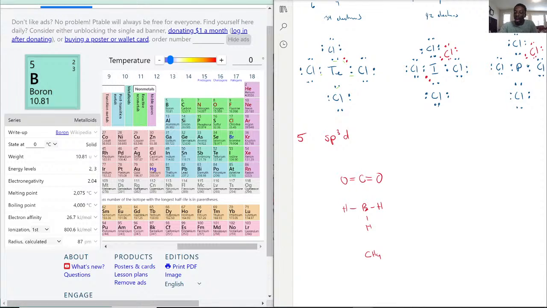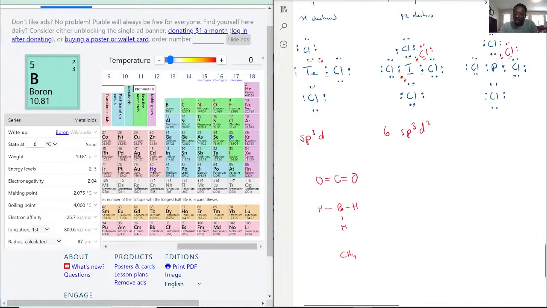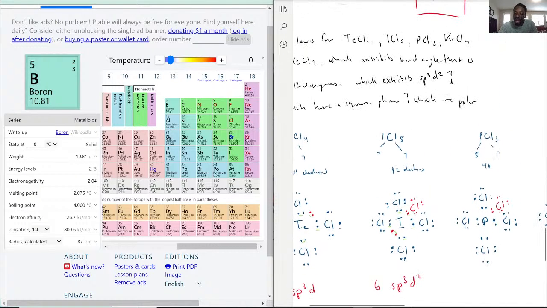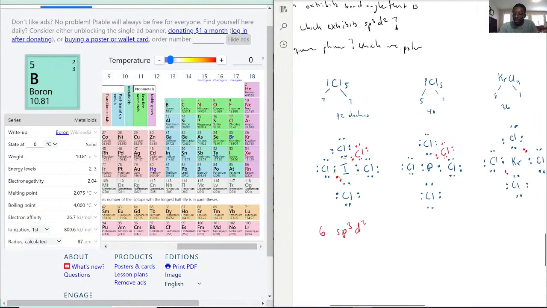Now for iodine, we're going to treat it the same. We have 1, 2, 3, 4 bonds, but 2 lone pairs instead of 1. So this one actually has a hybridization number of 6, which is sp3d2. You remember, that's one of the questions they were asking, which exhibits that.